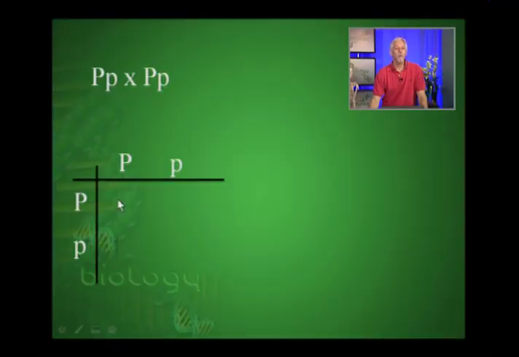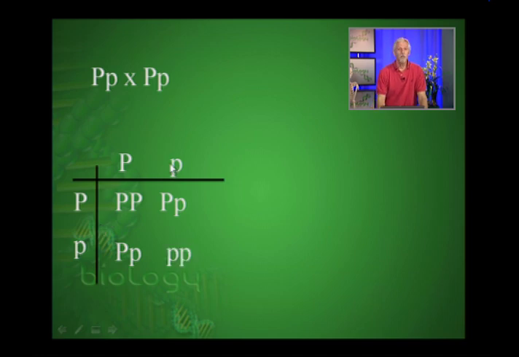So it would be possible for this sperm and this egg to fuse together, which would give us a homozygous dominant offspring. It is possible for this sperm and this egg to fuse together, which would give us a heterozygous outcome. It's possible for this sperm and this egg to fuse together, giving us heterozygous once again. And it's possible for this sperm and this egg to fuse together to produce homozygous recessive.